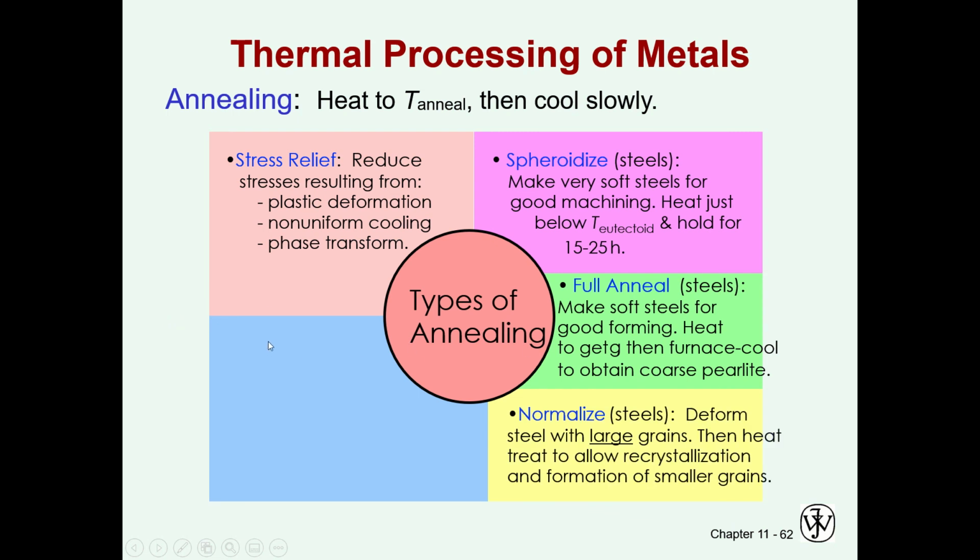We also have normalize. So when we have deformed steel with large grains, we use annealing to normalize the large deformations. Then we heat treat to allow recrystallization and formation of smaller grains. Smaller grains means higher strength. Last one is process anneal. We use process anneal to negate the effects of cold working. So after cold working, you can use process annealing to negate the effects. Here you're going to recover and recrystallize to make smaller grains.